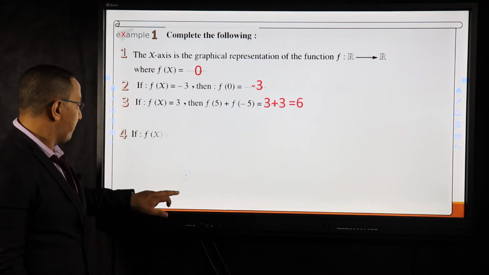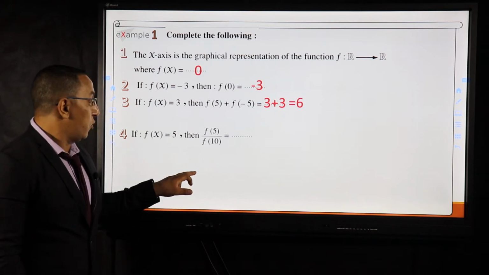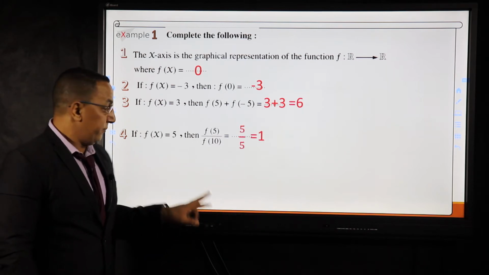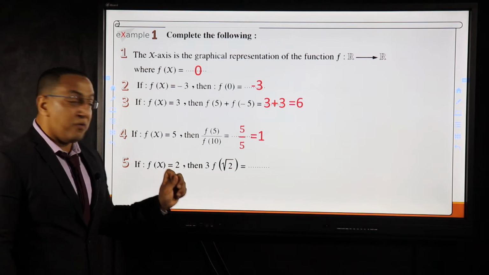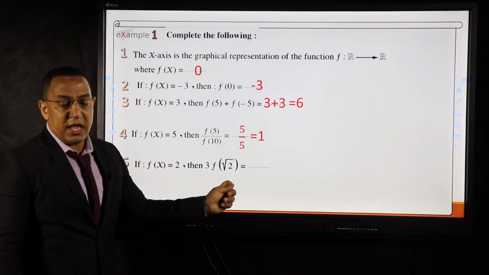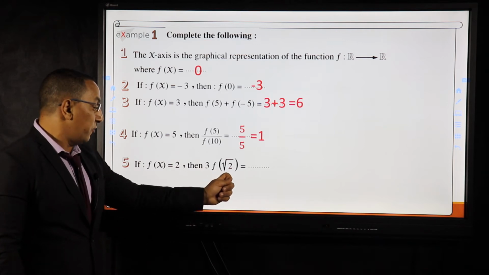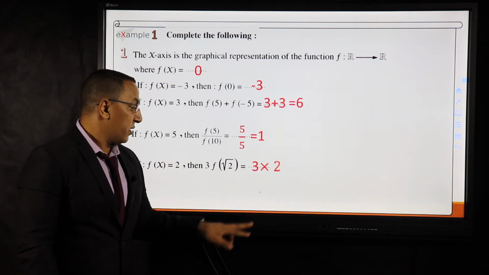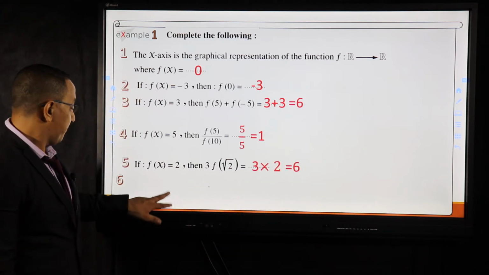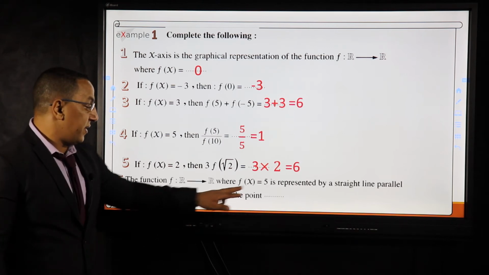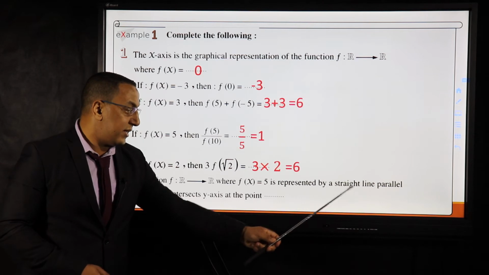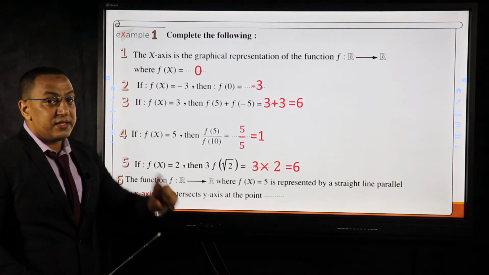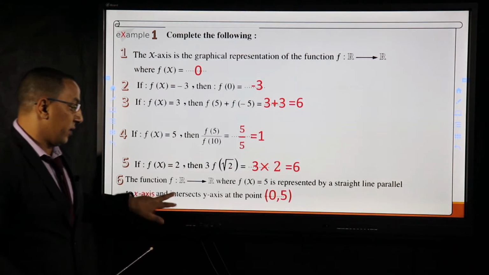And number 4, f of x equals 5, so f of 5 over f of 10 equals 5 over 5, which is equal to 1. And number 5, if f of x equals 2, so 3 times f of root 2. Here, 3 times f of root 2, in place of f of root 2 I am going to write 2, so it will be 3 times 2, which is equal to 6. Number 6, the function f of x equals 5 is represented by a straight line parallel to the x-axis and intersects the y-axis at the point (0, 5) like this.